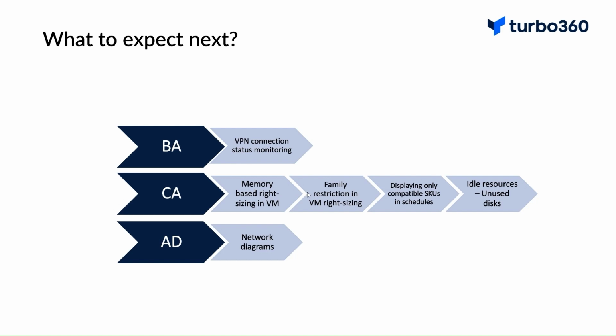Then we have the family level restriction in virtual machine rightsizing recommendation, where instead of showing all the supported SKUs, we are going to provide an option to recommend only the machines that belong to the same family. And a similar restriction is going to be brought in schedules to list only the compatible SKUs for the resources. Next, we are going to add disks into the right sizing, where the ideal disks will be identified to eliminate wastages. Lastly, within Azure Documenter, we have automatic generation of network diagrams in Azure environment, where users can visualize how the network is set up along with resources integrated. So that concludes our updates on what's next for Turbo360.